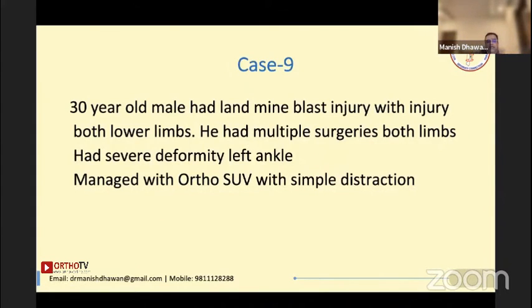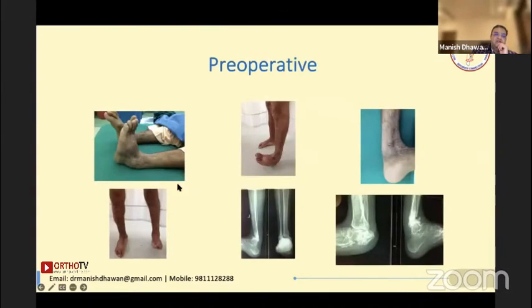Now, case number 9, this is a 30-year-old male, had a landmine blast injury with injury in both lower limbs. He is from Afghanistan. So he had multiple surgeries and multiple flaps, and he came to me. Now this was the situation. Now the problem with me is that this is a split skin graft. I could not open, and no open surgery could have been done. So he used to walk like this. So they referred to me.